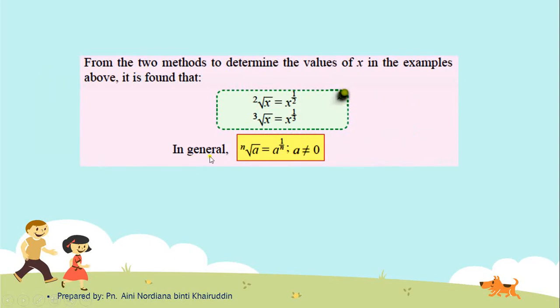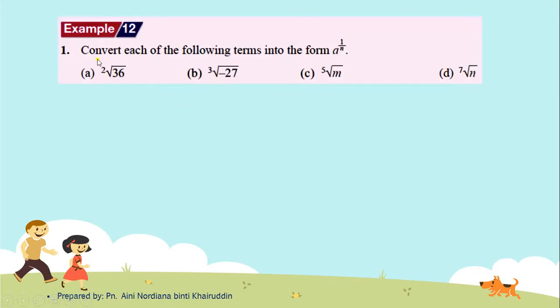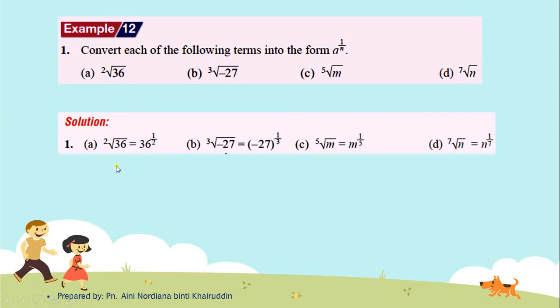So in general, the nth root of a is equal to a to the power of 1 over n, where a is not equal to 0. Convert each of the following terms into the form of a to the power of 1 over n. So this is the solution for the square root here.